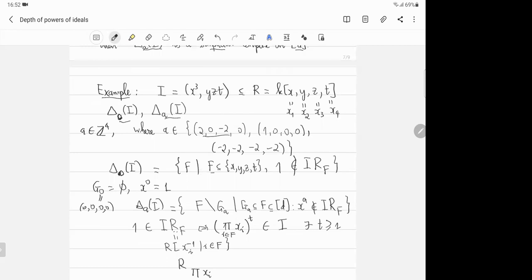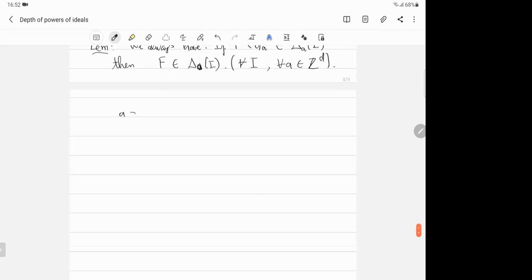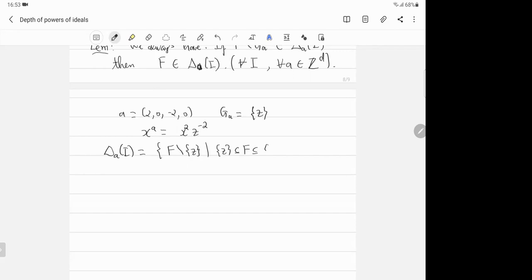Okay, so next we compute the other delta_a(I). So our next a is this one, (2, 0, -2, 0). Again, we compute the negative support first. You see that it is in the third position, so it is z. x^a in this case is x squared z to the minus 2, right? So by our definition, the degree complex of I with respect to a is all the differences F minus G_a, with z contained in F and F contained in {x, y, z, t}, and such that x^a, which is x squared z to the minus 2, does not belong to I localized at F.